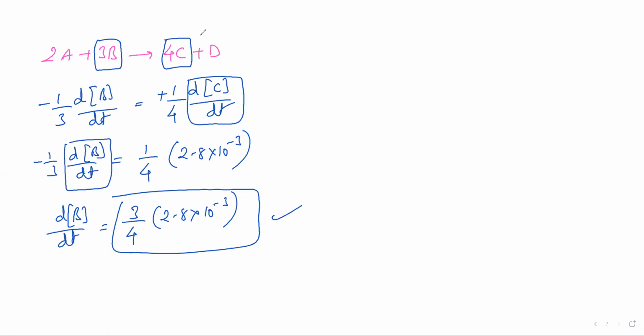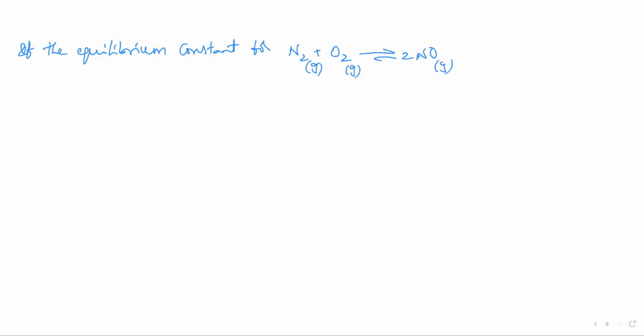Next question. The question is, if the equilibrium constant for N2 plus O2 gives 2NO, this is the given equation, all are gases only, is K.